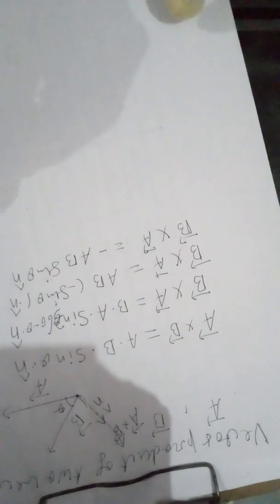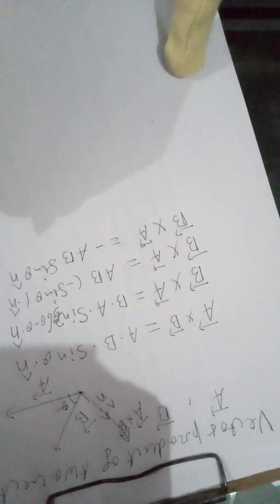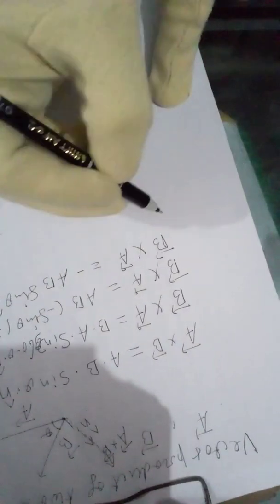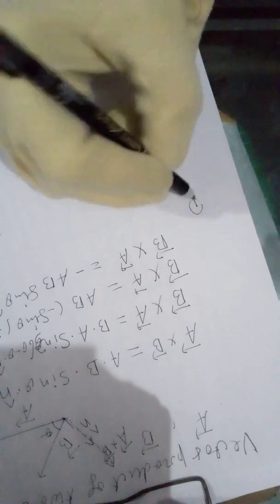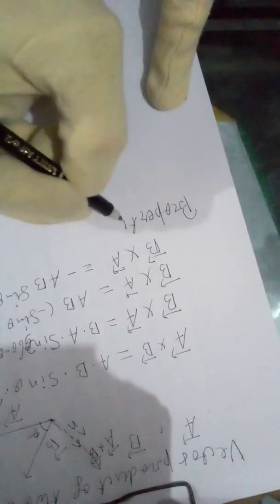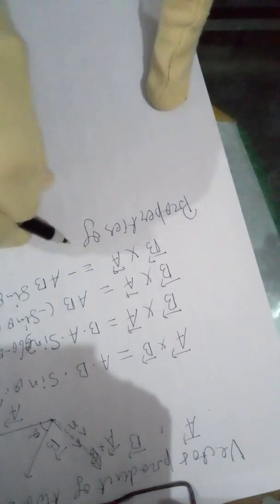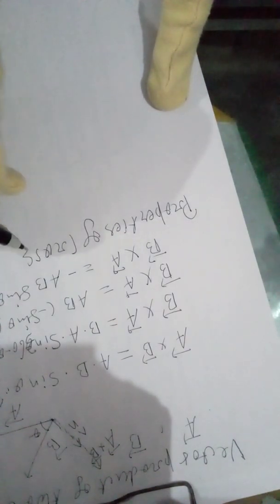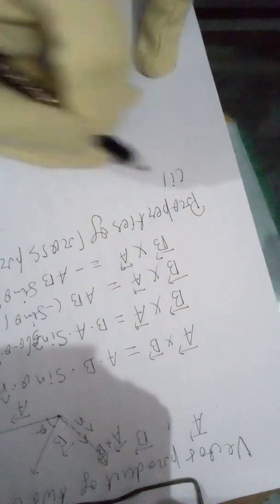Now we study properties of cross product. Properties of cross product. So cross product is not commutative. Cross product is not commutative.